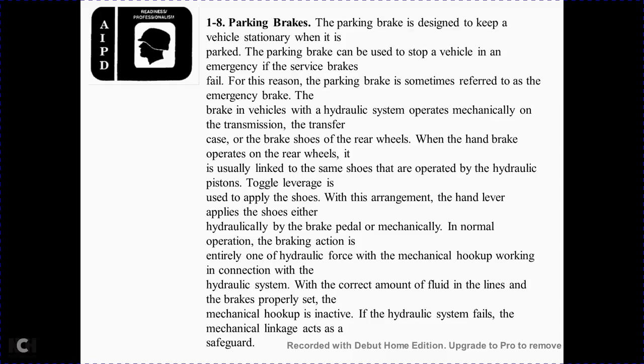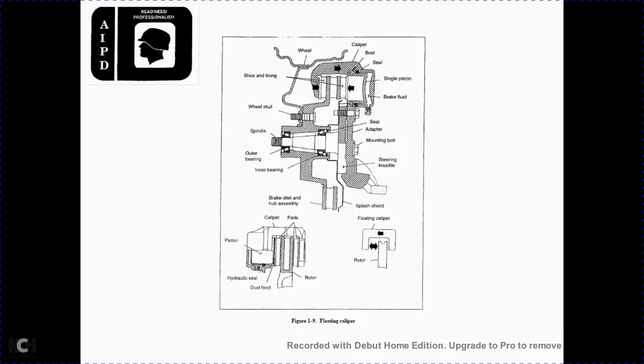The handbrake operates the rear wheels, which are usually linked with small shoes. The operator uses leverage with the hand lever to apply the shoes, either with the hydraulic brake pedal or mechanically. In normal operation, brake action is entirely hydraulic, with the mechanical hookup working as a connection alongside the hydraulic system. If the hydraulic system fails, the mechanical linkage acts as a safeguard.